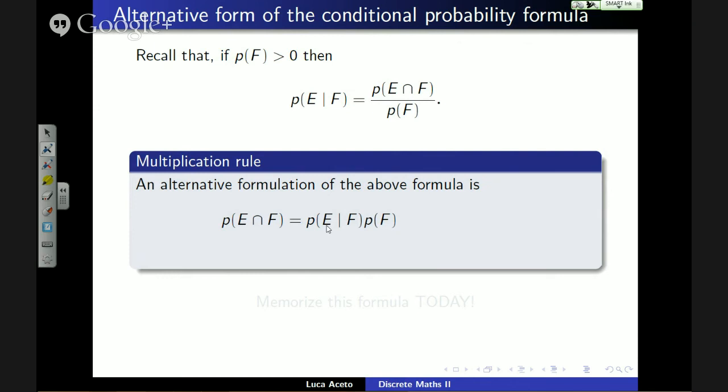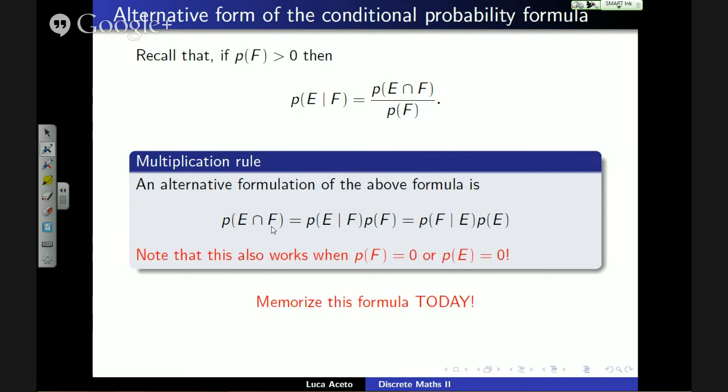And in fact, since the intersection is commutative, we can swap the roles of E and F, and we get exactly the same thing. The probability that E and F occur together is also equal to the probability that E occurs times the probability that F occurs given that E has occurred.